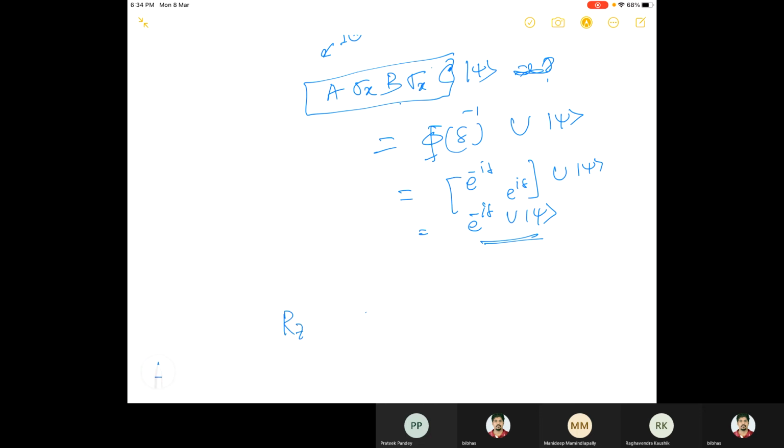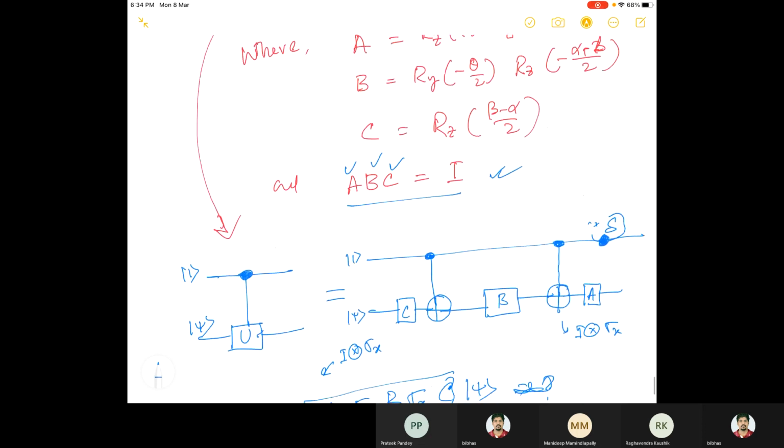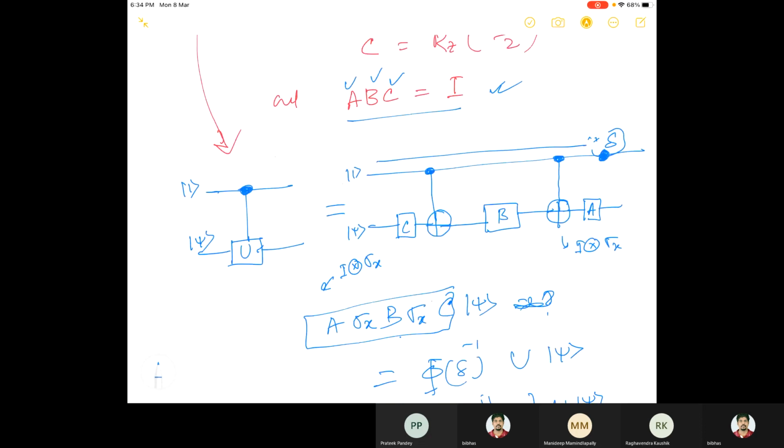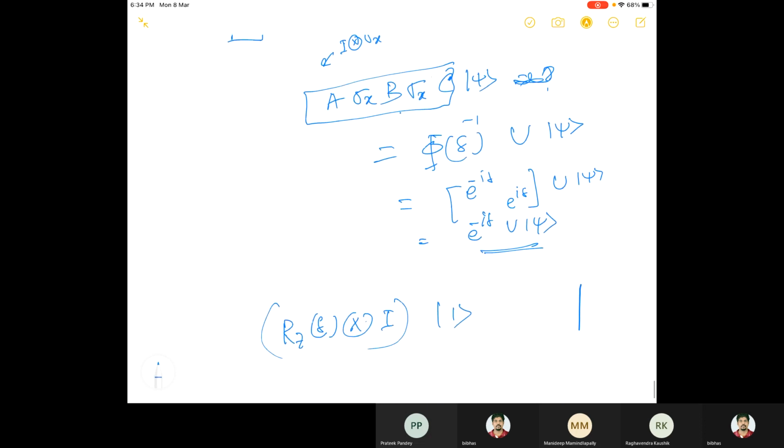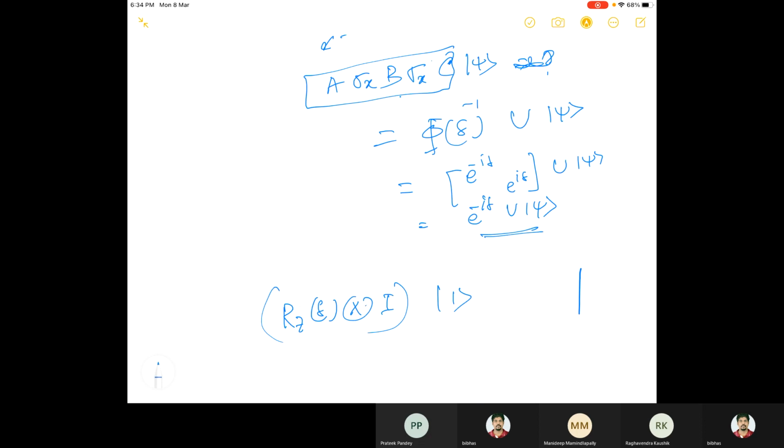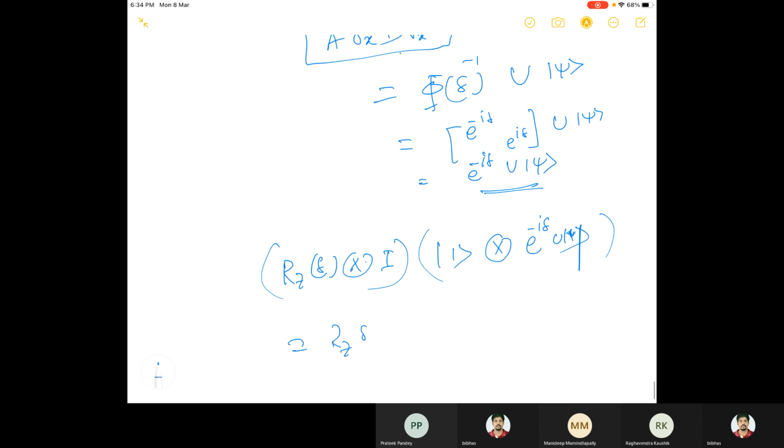RZ delta times identity to what? To this 1, because the first qubit was 1. First qubit was 1, so I'm applying it on 1. See, there is no gate applied here up to this much on the first qubit 1. Only delta acted here, okay? So when this RZ delta applied on 1, then on the second qubit I only applied I, but on the second qubit, my entry is this, e to the power minus I delta U psi, okay? So this is nothing but RZ delta times 1 times this, e to the power minus I delta U psi.